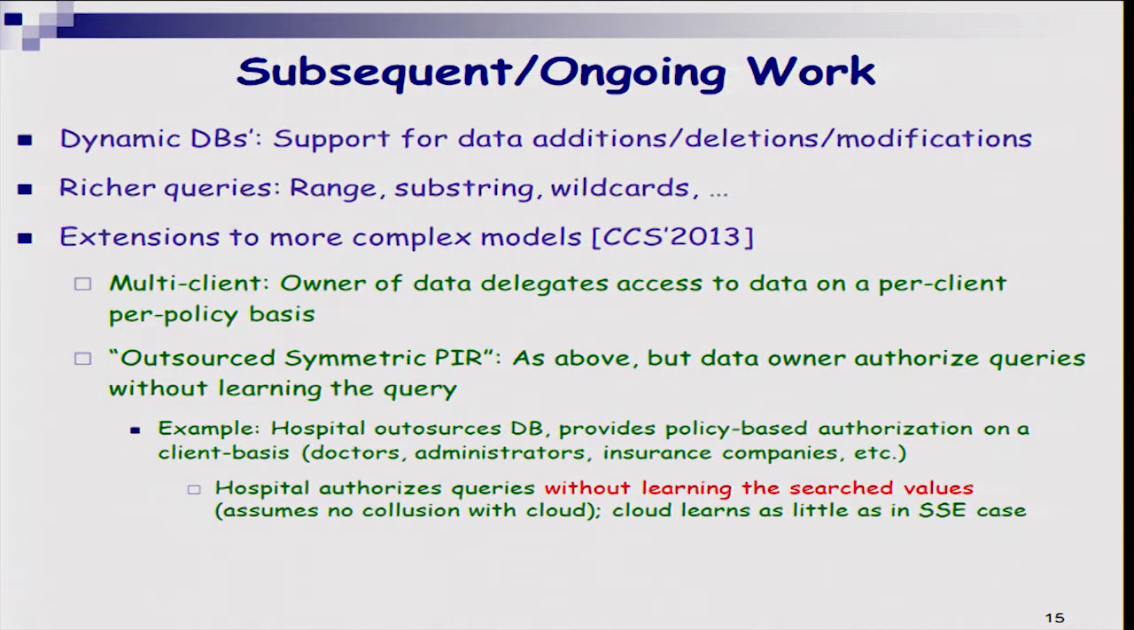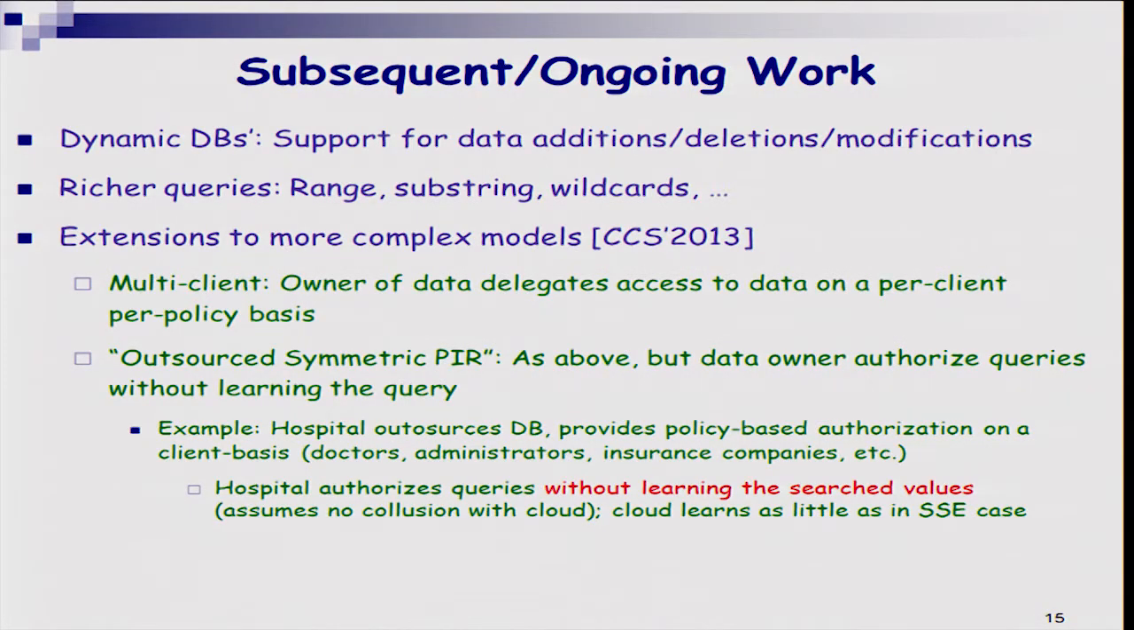And we have a paper in CCS this year in November that shows how to extend this to more complex query models. So for example, a multi-client model where the owner of the data puts the data in the cloud, but delegates access to the data to clients, but only on queries that the owner of the data authorizes. And yet another extension, which we called outsourced symmetric peer, is the same setting as before, but now the owner of the data is supposed to authorize queries under some policy that it has without actually learning the values of the query.